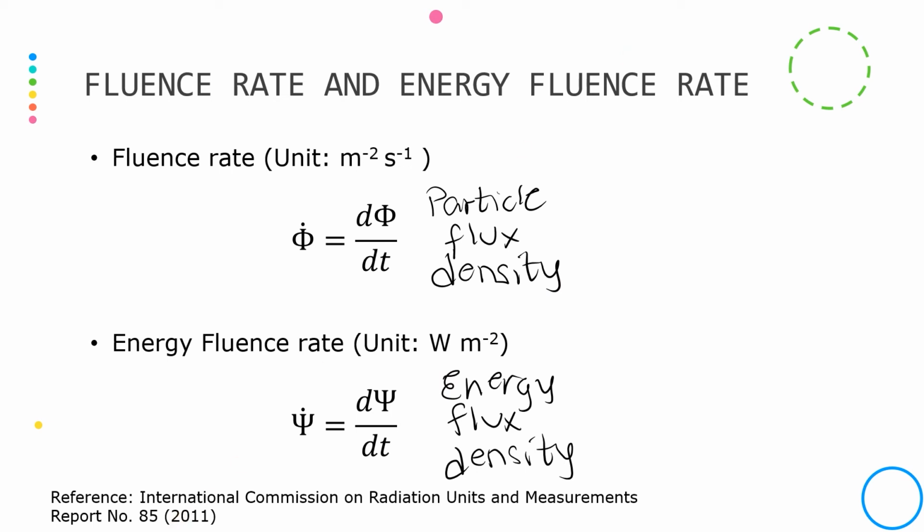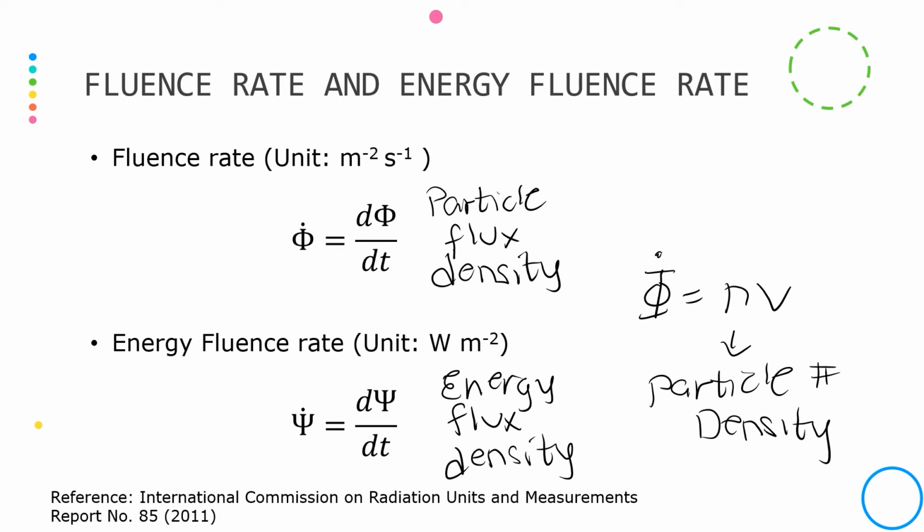Also, for a radiation field composed of particles of velocity v, the fluence rate can be expressed as shown, wherein n here is the particle number density and v is the velocity.